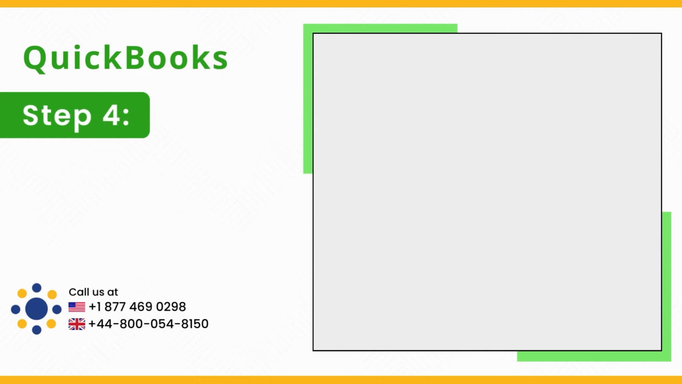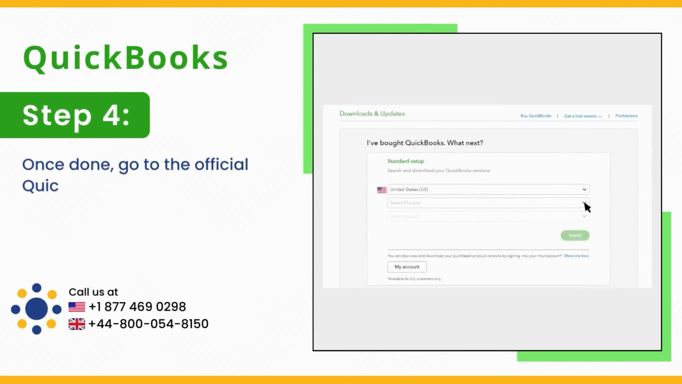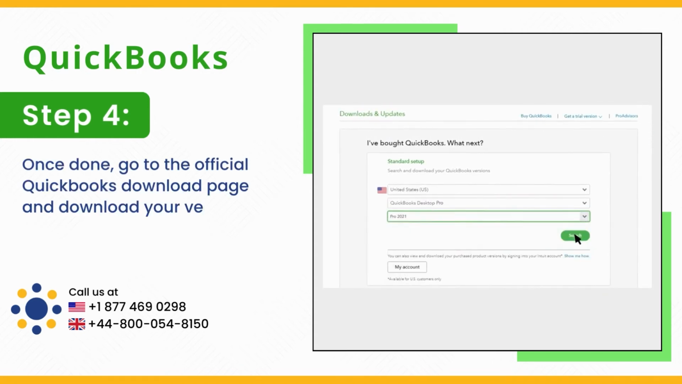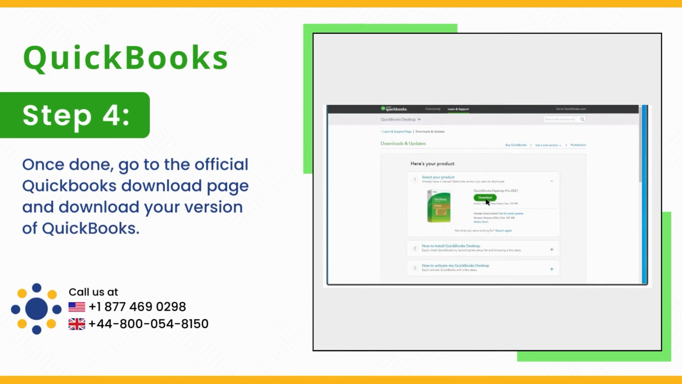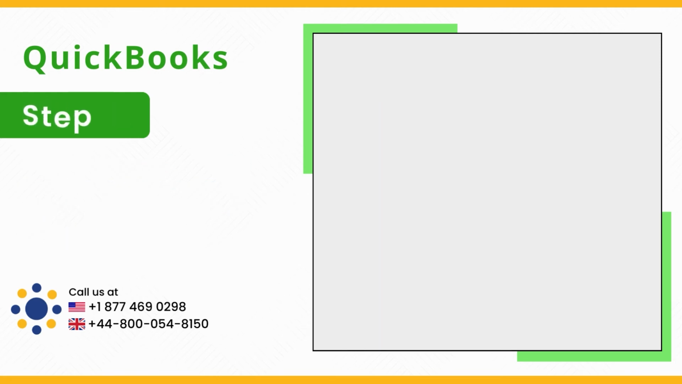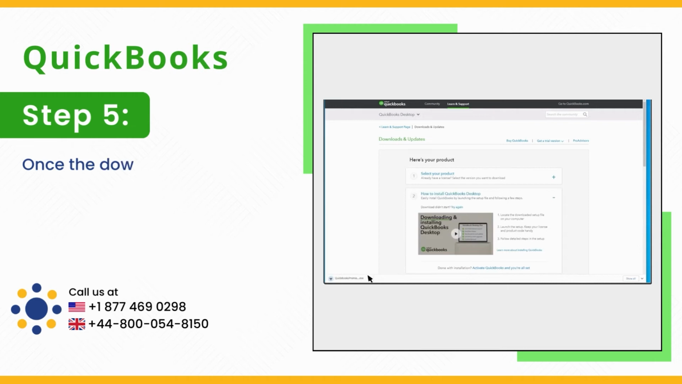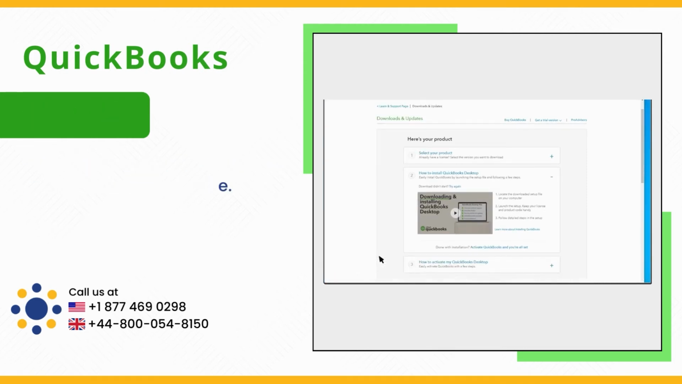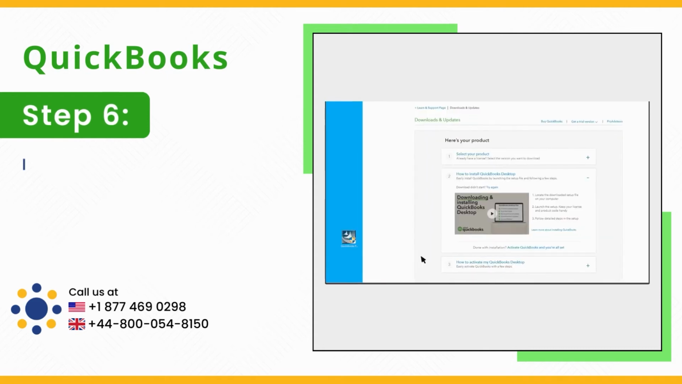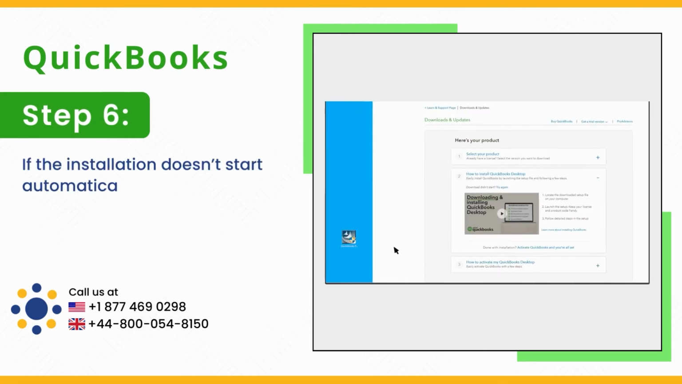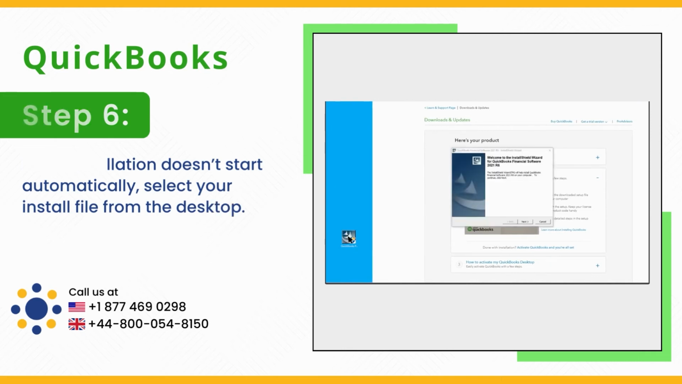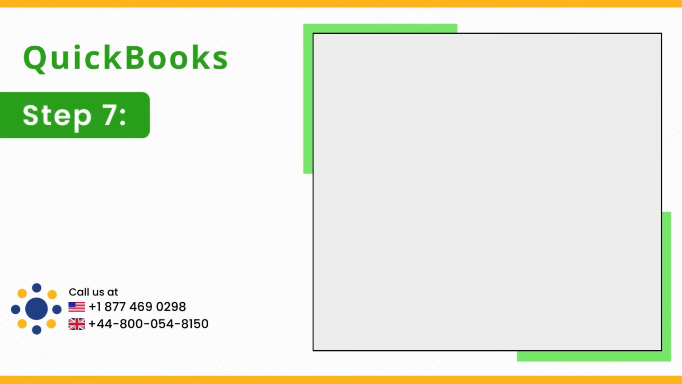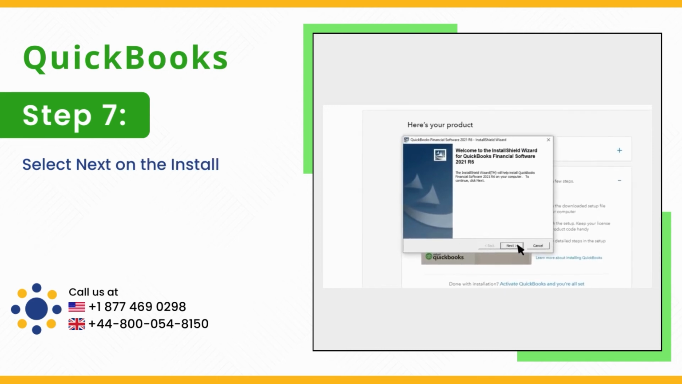Step 4. Once done, go to the official QuickBooks download page and download your version of QuickBooks. Step 5. Once the download is complete, open the downloaded file. Step 6. If the installation doesn't start automatically, select your install file from the desktop. Step 7. Select Next on the Install Shield wizard.